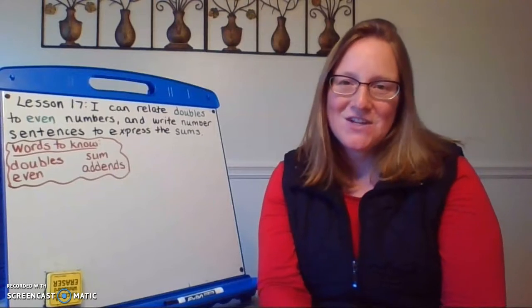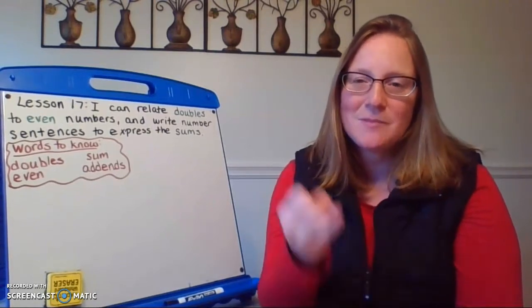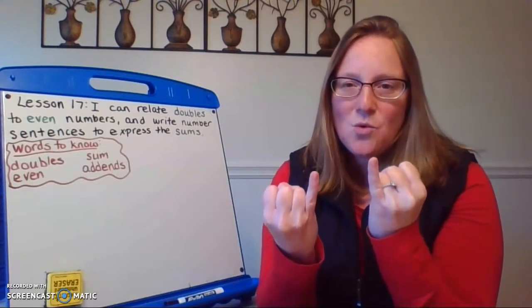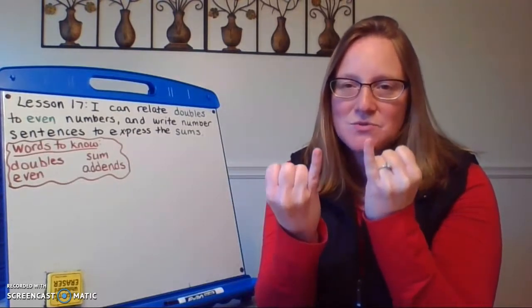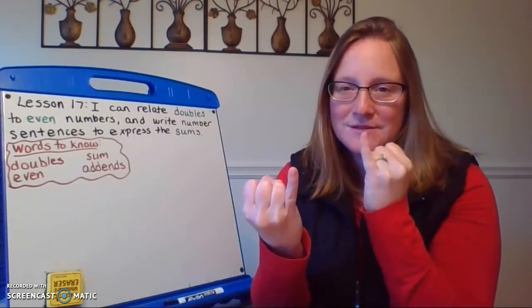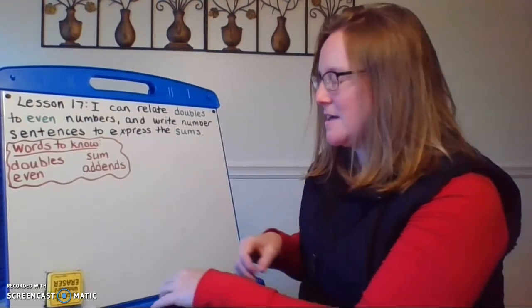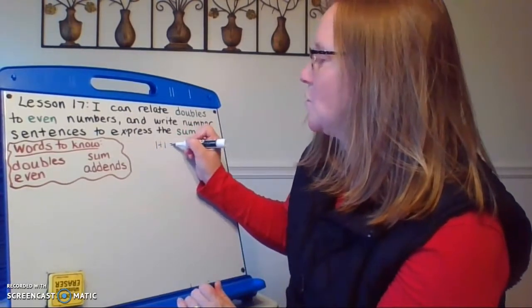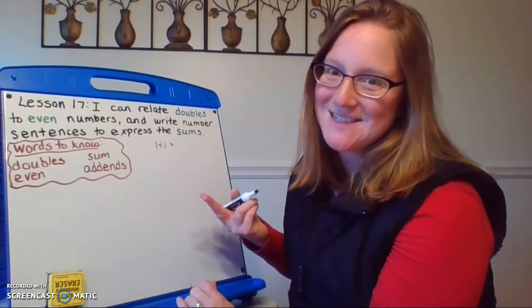So I'm going to do an activity with you, and I want you to hold up your two pinkies, so pinky and pinky. And I want you to think, what number sentence can I use with my two pinkies? 1 plus 1. Yeah. So let's write it down. 1 plus 1 equals, that's an easy one, 2.